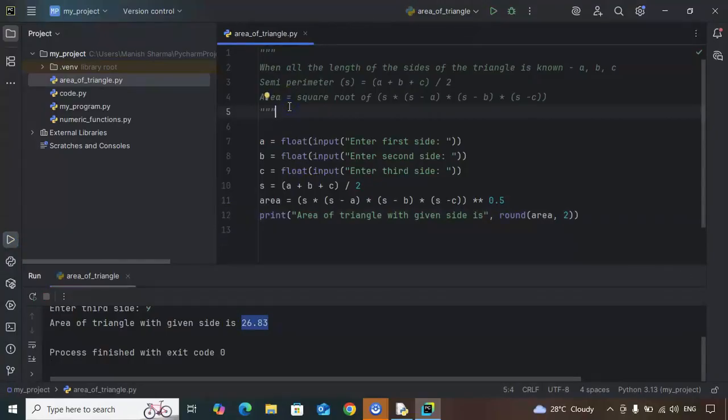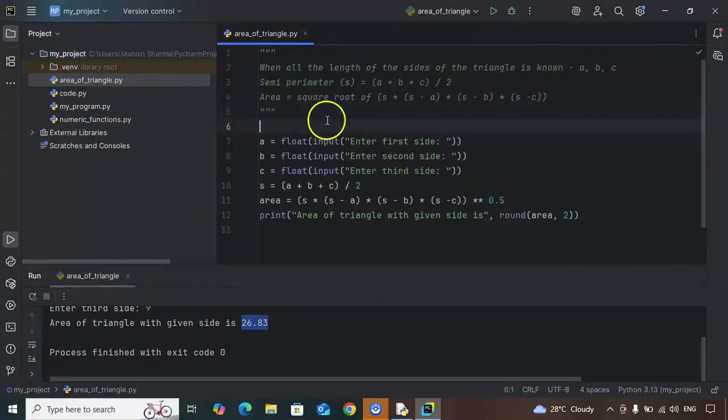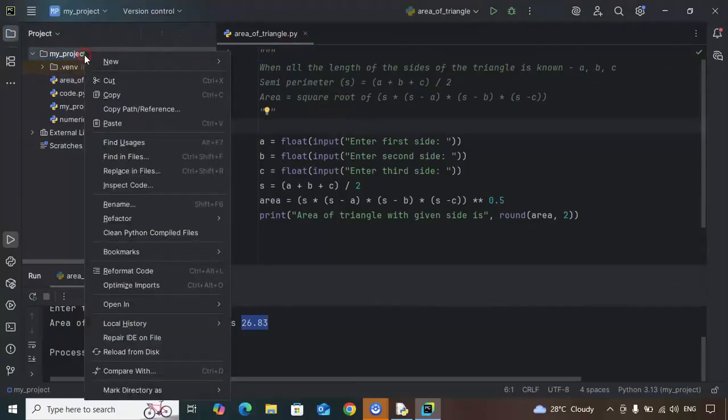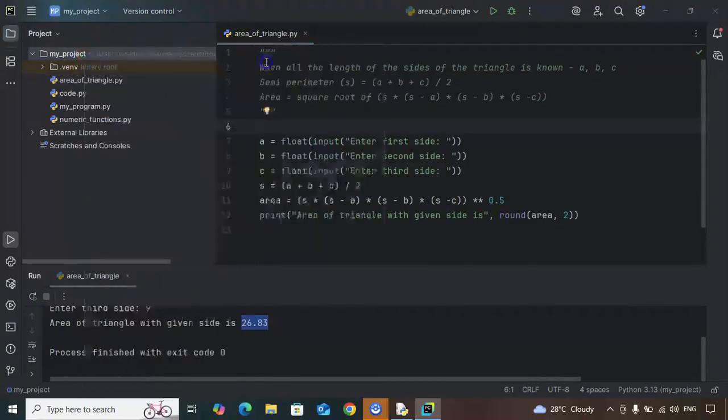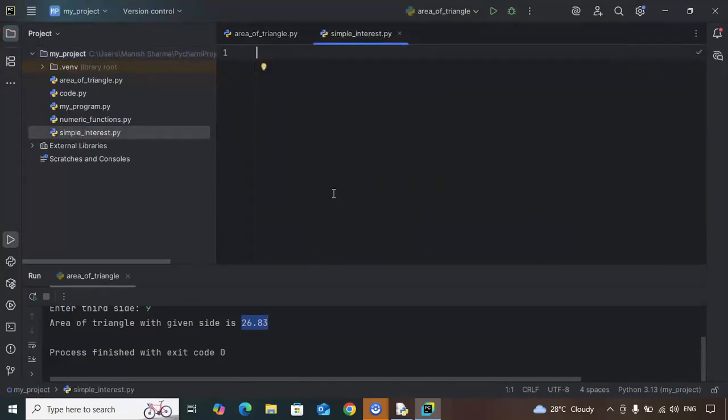All right, so let's have it here, area of triangle. Let's create a new file for the other example that we're going to see. Let's try to calculate simple interest. So I create simple_interest.py. Now what is simple interest?